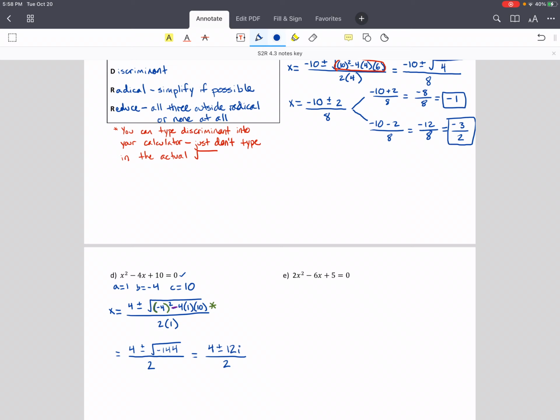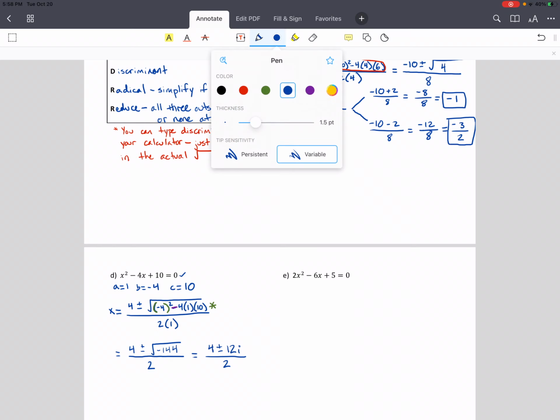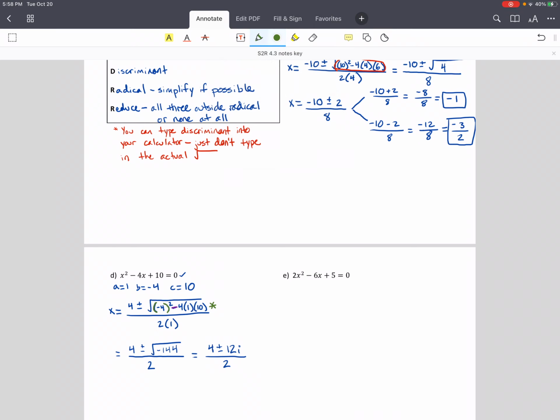Sometimes when we reduce, we're going to be left with a radical, or in this case, an i. I call these three numbers the Three Musketeers because they reduce all together or not at all, meaning they all have to be divisible by the same number. So 4, 12, and 2. All of those are divisible by 2, which means if I divide everything by 2, I get 2 plus or minus 6i all over 1. Anything divided by 1 is just itself. So I get 2 plus or minus 6i as my final answer.